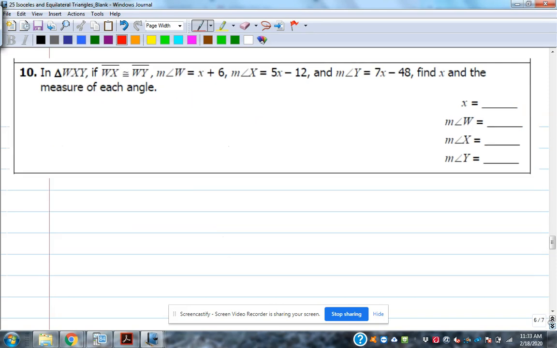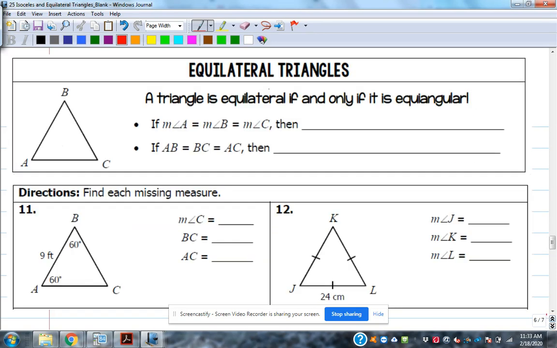10 is the same thing. Let's go on to the equilateral triangles. Try to finish up here. A triangle is equilateral if and only if it is equiangular. So if the measure of angle A equals the measure of angle B equals the measure of angle C, then side AB equals side BC equals side CA. If all the angles are equal to each other, then all the sides have to be equal to each other. That's the way it works. And then the converse of that, measure of angle A equals the measure of angle B equals the measure of angle C.